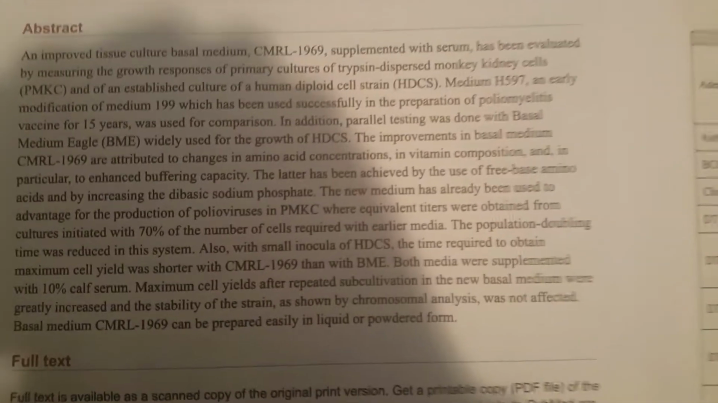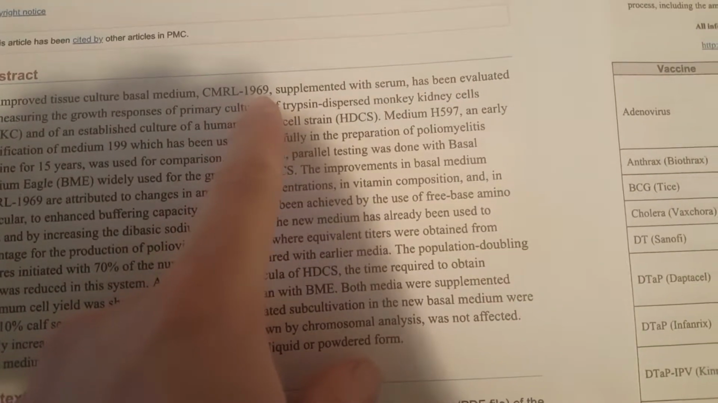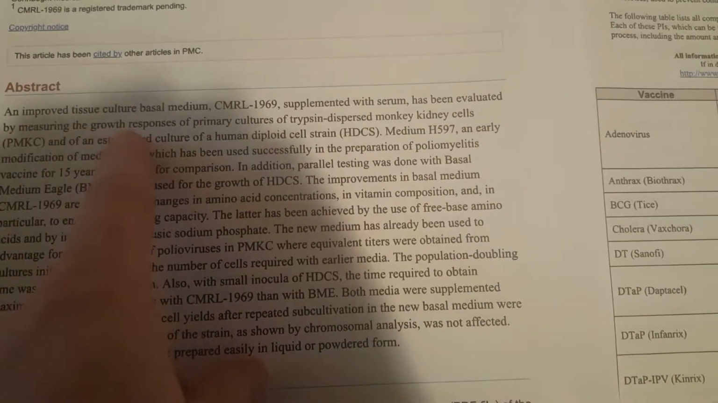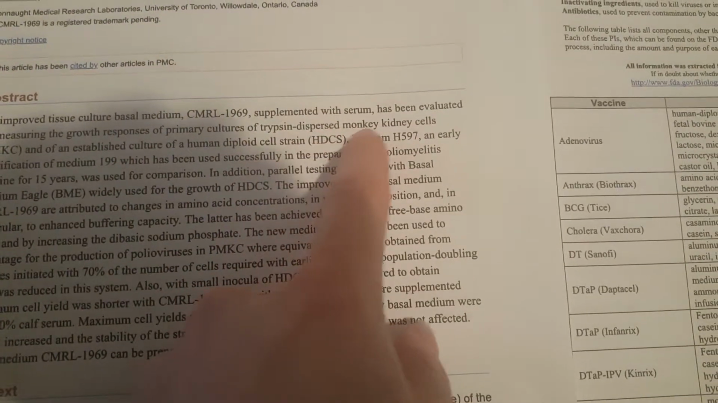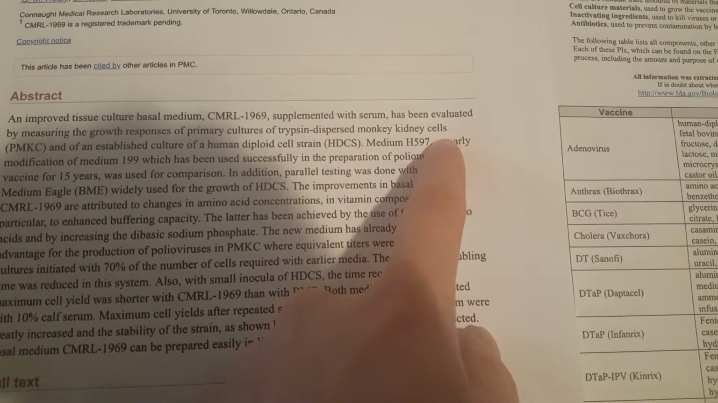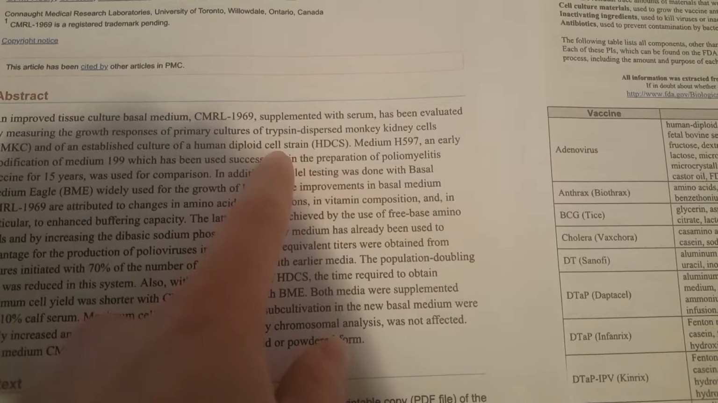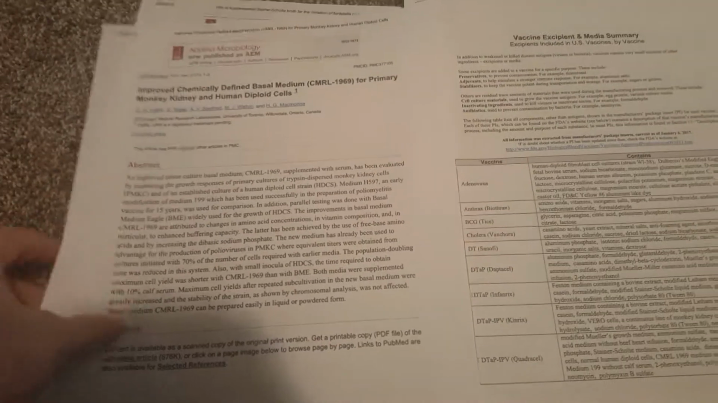Alright. An improved tissue culture based medium, CMRL 1969, supplemented with serum has been evaluated by measuring the growth responses of primary cultures of trypsin dispersed monkey kidney cells and of an established culture of a human diploid cell strain. Alright? That's just scary to me. That's not good for your body. That can't be good. That can't be good.